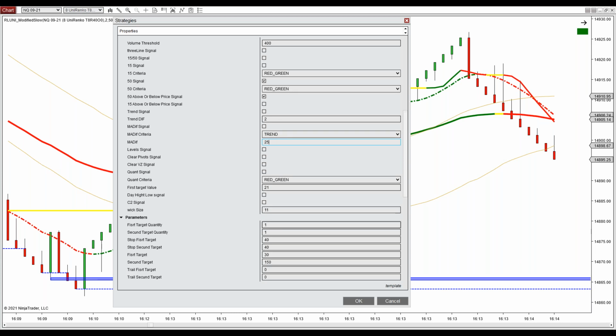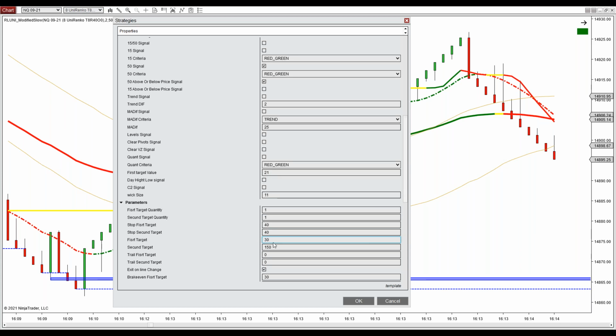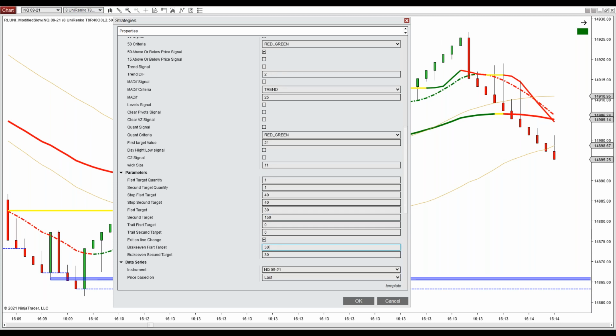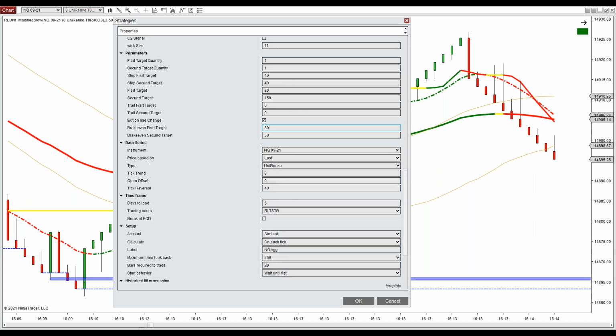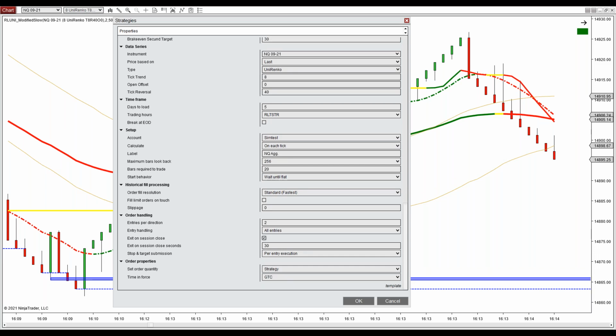And then we have our ATM. Wick size of 11, 40. 40 is the stop. Sergio set the first target at 30, not 20. The second target at 150, not 7. It breaks even at 30, where the stop jumps, locks in your 30, and then you're off to the races on the exit on line change. It really boils down to just those few inputs, and that's it.